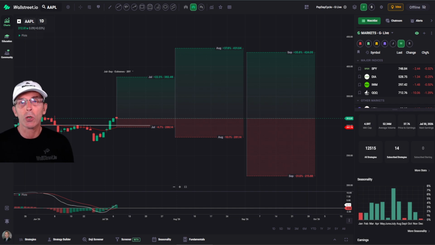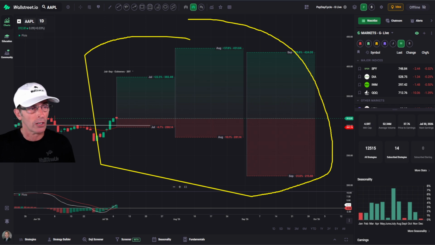Hey traders, you ever do a credit spread, naked put, iron condor, any of the above, and you want to know how far to sell your option out of the money? There's no better tool than the Wall Street IO Seasonality and Ranges Finder. Looking at it, you can see here, how do we put this on the chart?